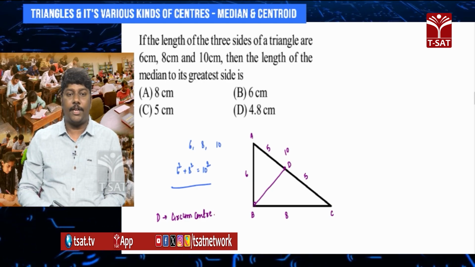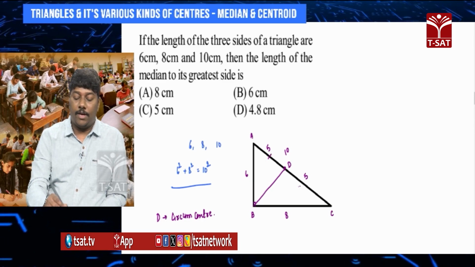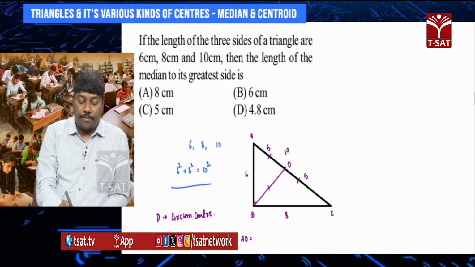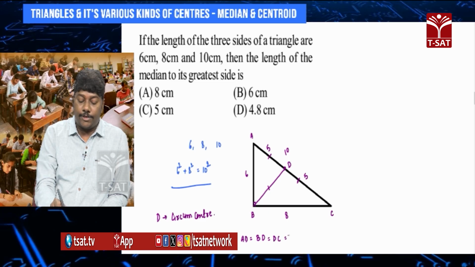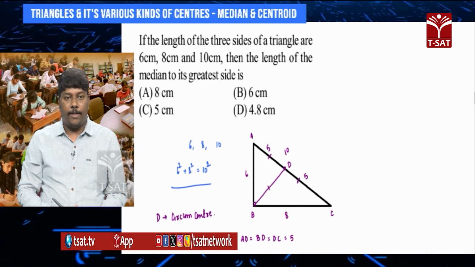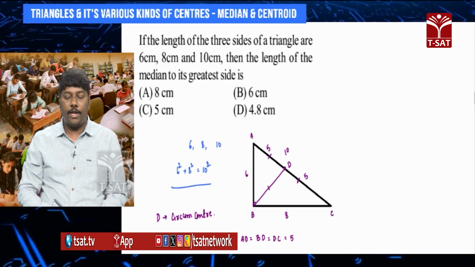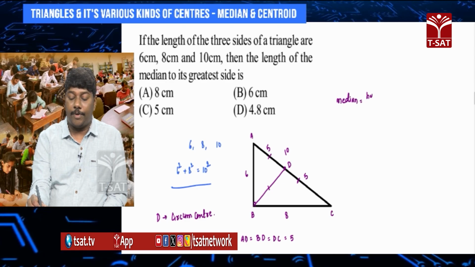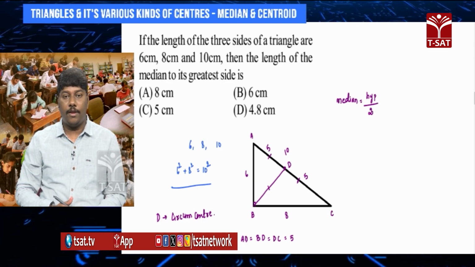Now what are the vertices of the triangle here? A, B, C. So it must be at equal distance from A and B and C. Therefore we know AD must be equal to BD and it must be equal to DC, which is equal to 5. So always remember, in a right angle triangle, the median drawn on the hypotenuse is equal to hypotenuse by 2. Now it's not about all the medians, it's only about the median which is drawn on the hypotenuse.